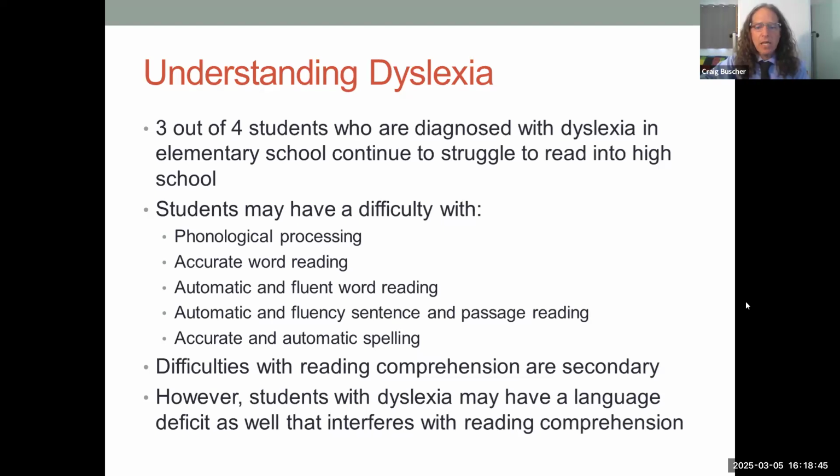So in that case, if you are diagnosed with dyslexia and you also have a language issue, then that comprehension issue is then not secondary, right? Now you have two primary issues, understanding what you hear and what you read, but also reading the words themselves. Does that make sense?